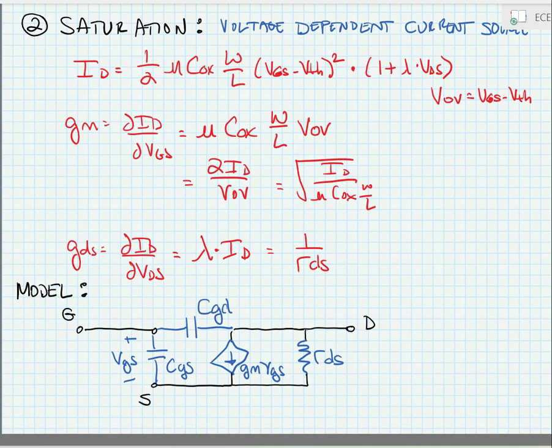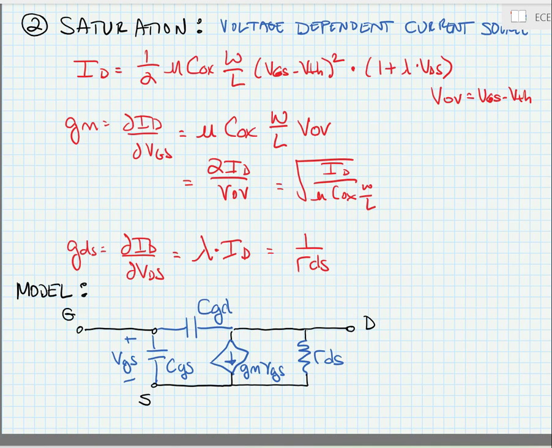Now, one thing you'll note in the MOS model as compared to the BJT model is that in the MOS model, there is no resistance between the gate and source. And this is because we have, ideally, a very good insulator between the gate and source. And so no current is going to flow between the gate and source at DC.